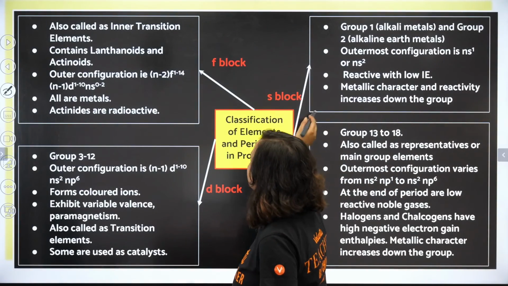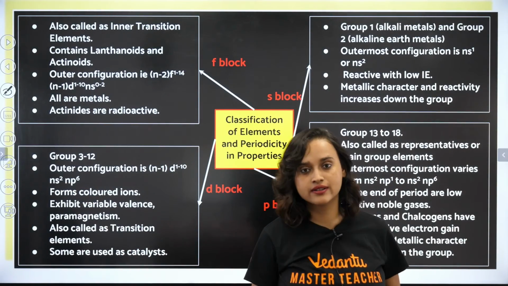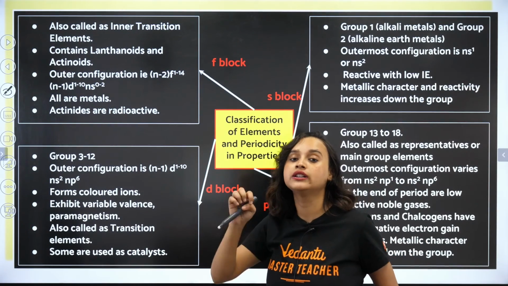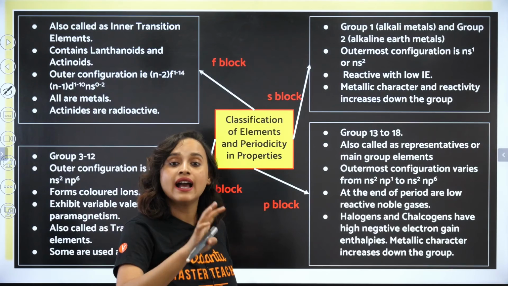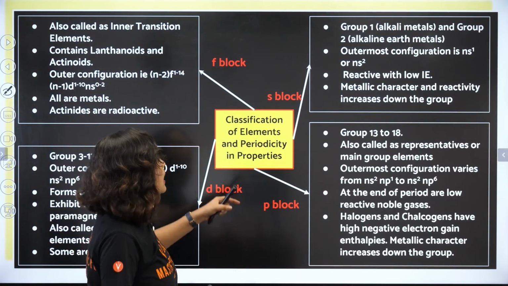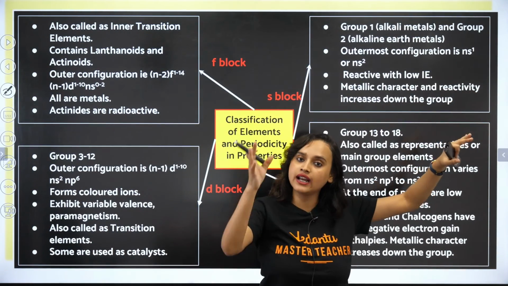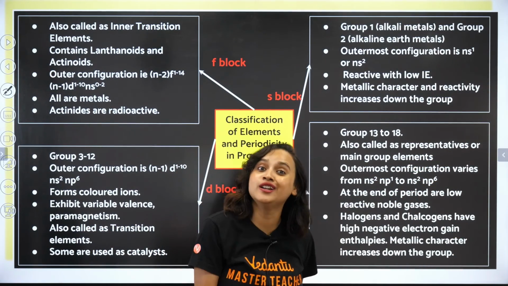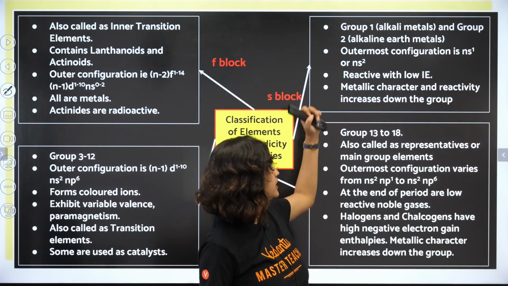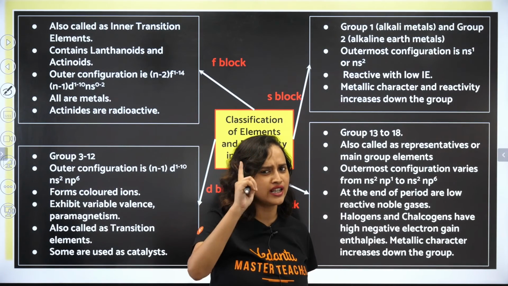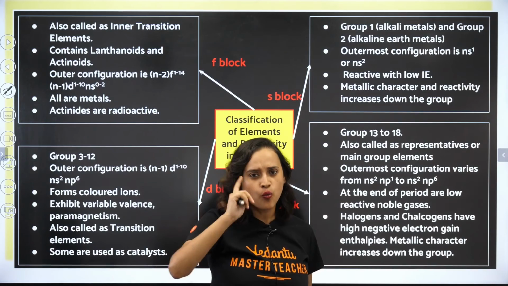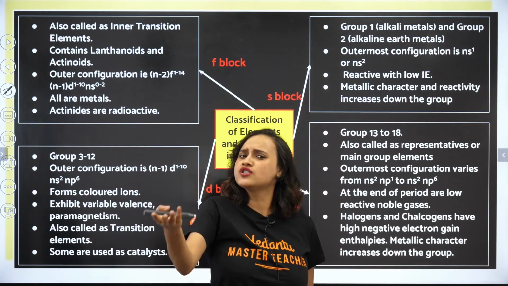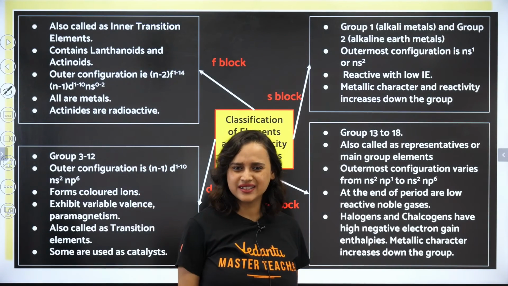Now moving forward to all the blocks that we have to talk about. S block: group 1 in the periodic table are known as alkali metals. Group 2 is alkaline earth metals. Outermost configuration is either NS1 or NS2 for group 2. They are reactive and they have very low ionization energy. Group 1, NS1, has 1 valence electron. They can easily get rid of it, right? Or they have 2, which you can also just give away.